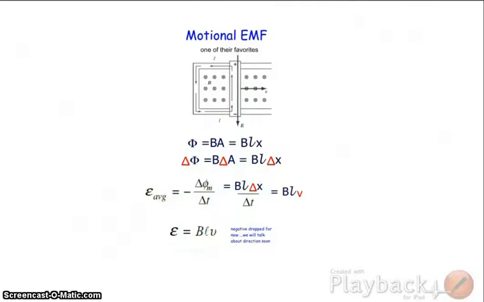But the BLV comes from B L times V, which is X over T. So it's kind of like this equation simplified down to the change in area. The negative will drop off for now. We'll talk about directions soon.